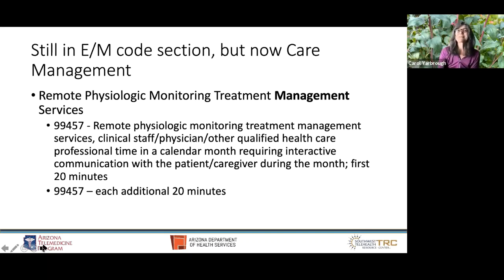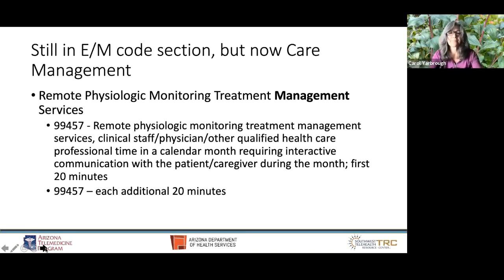So it's still in the evaluation and management code section, but now it's under care management. That's where I've highlighted the word management, away from monitoring on that prior slide. So remote physiological monitoring treatment management services, 99453, 99454, 99091, 99473, and 99474, is now management services, which allows general supervision. That's crafty. That was genius, I think.